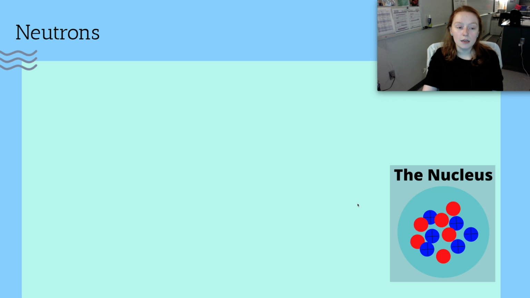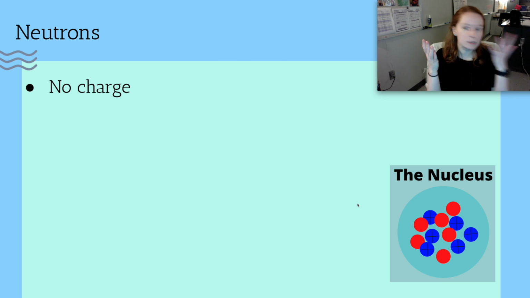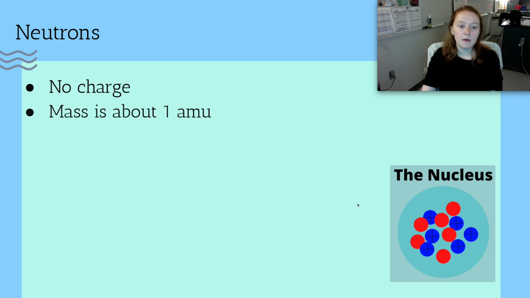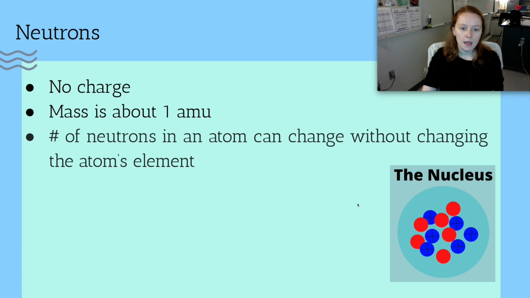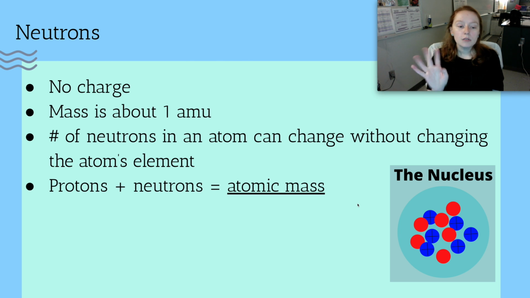Next we have neutrons. Neutrons have no charge. They're neutral: neutron, neutral, not negative. Their mass is about 1 AMU. They're almost like a neutrally charged proton. And the number of neutrons in an atom can change all the time. So protons can't change without changing your atom's identity, but neutrons come and go. And your protons added to your neutrons is what's going to give you your atomic mass.